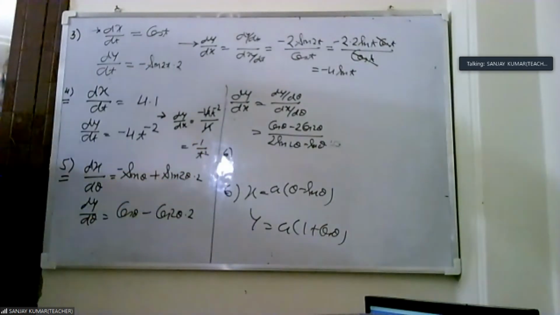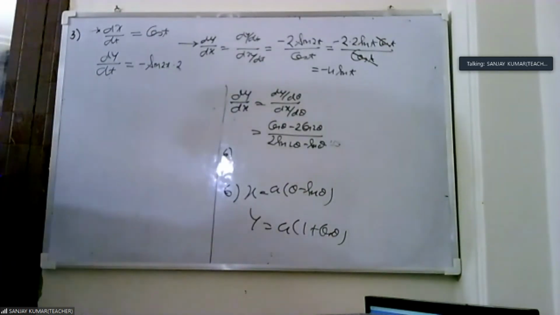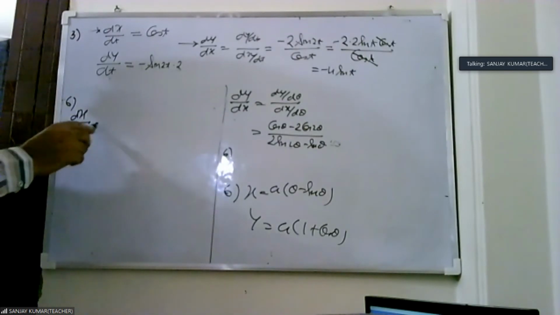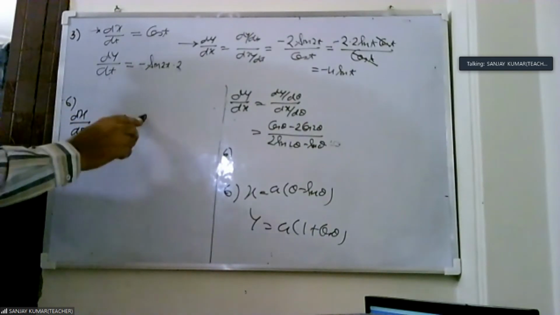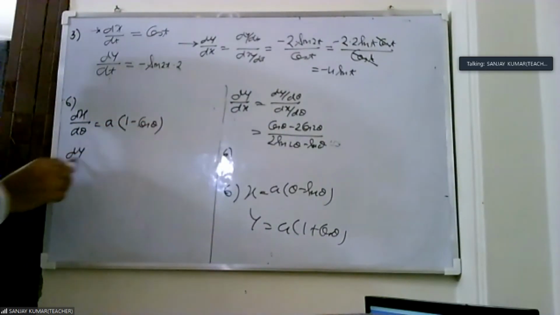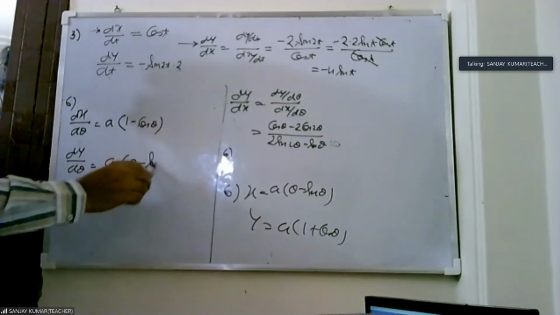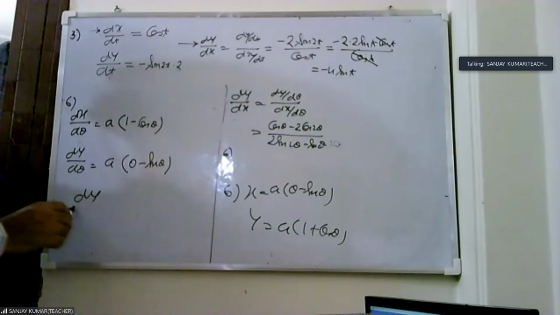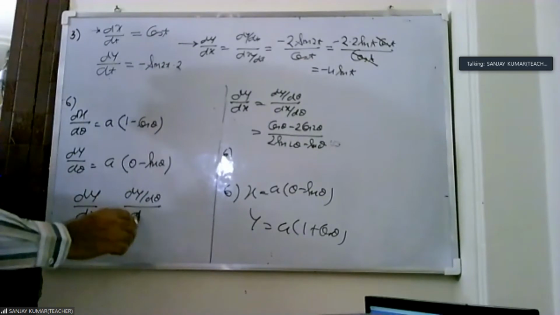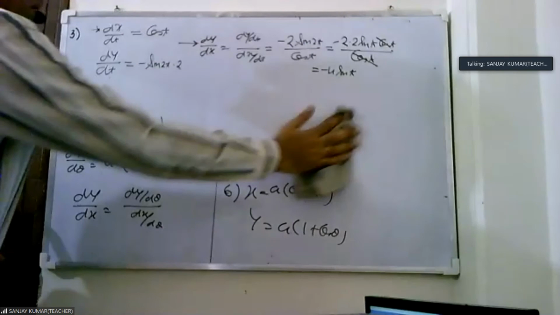Okay, question 4 I have already done. Then we start the 6th sum. In question 6 we are first finding dx by d theta. That is a, and the derivative of theta minus sin theta is 1 minus cos theta. Similarly for y, dy by d theta: the derivative of 1 is 0, and the derivative of cos theta is minus sin theta. Then we find dy by dx, that is very simple: dy by d theta upon dx by d theta. Because for dy by dx, we divide both.